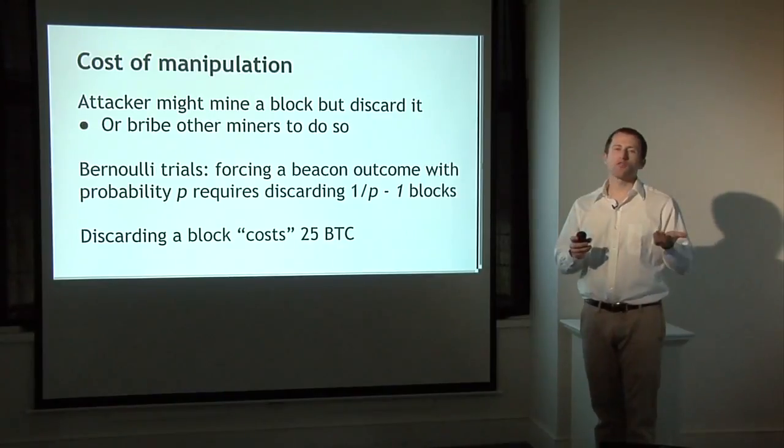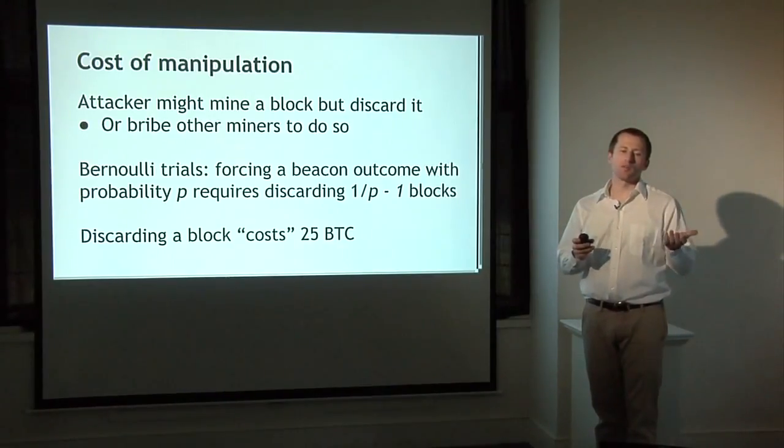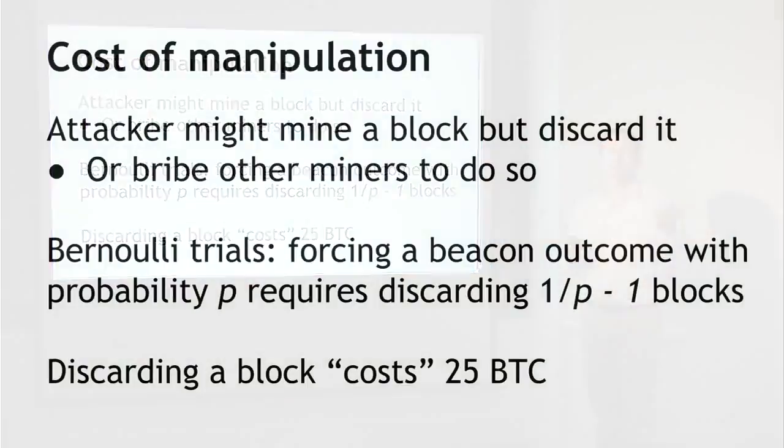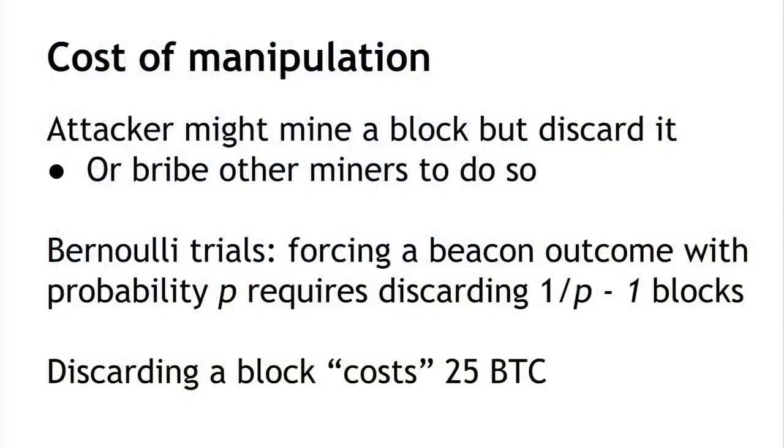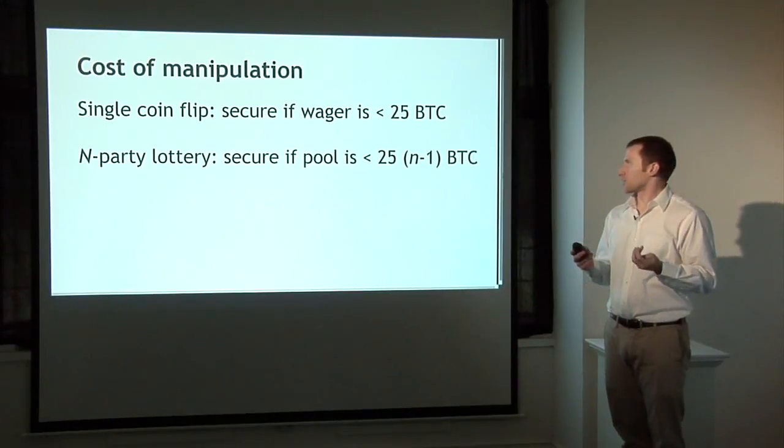So let's say that you're trying to force some beacon output with probability p. This is just going to be a Bernoulli trial. So you have to discard some number of blocks until you happen to hit success. And the expected number of blocks that you'll have to discard is 1 over p minus 1. And recall that discarding a block is pretty expensive. You are going to lose the entire block reward, which is currently 25 Bitcoin, or around $15,000 US at today's prices. So what's the practical cost of manipulation?